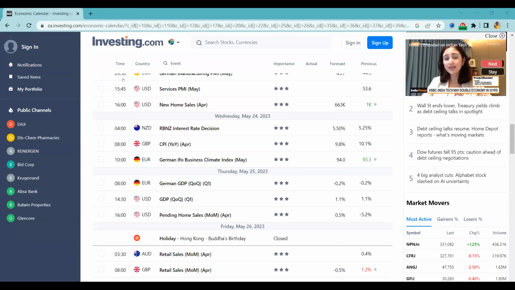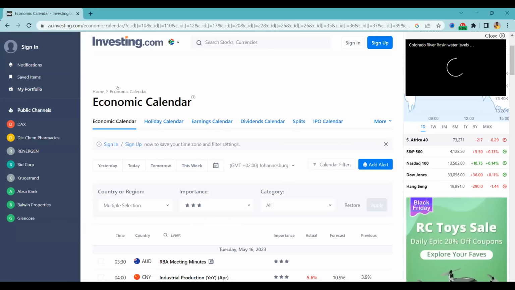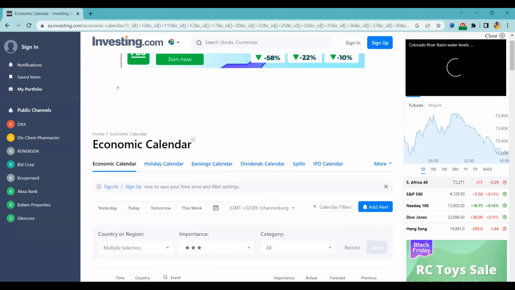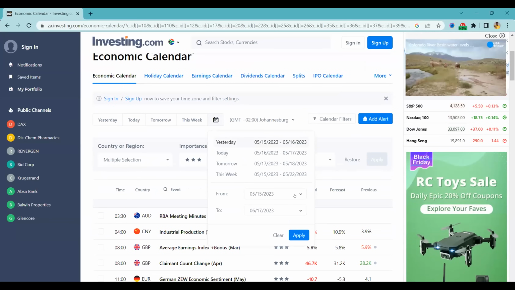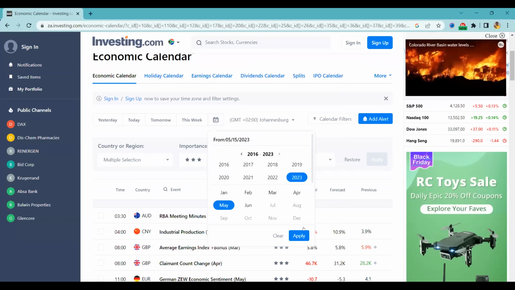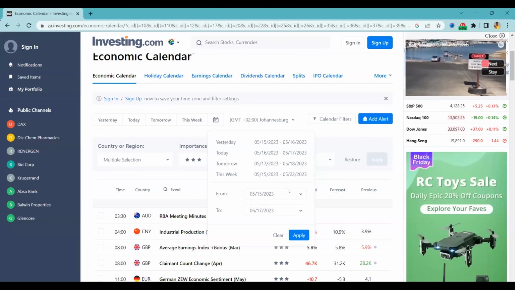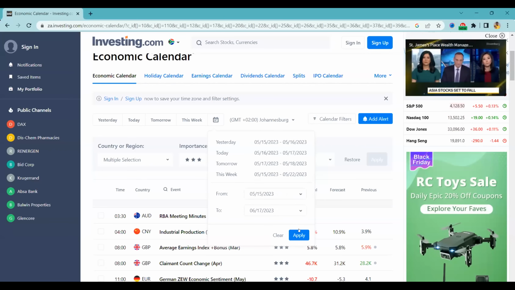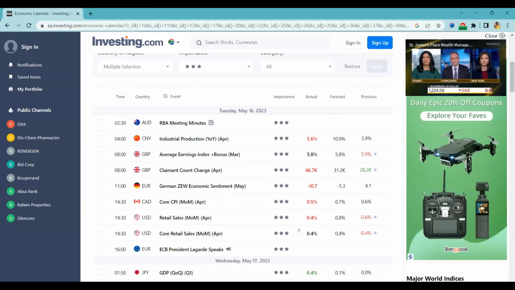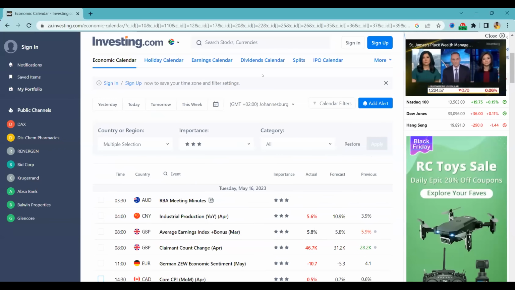Which event is it exactly? It was the GBP GDP. Which date, if I may ask? I think it was last week, 11 May. I'm trying to get it on the calendar here, but my calendar is not going back. But it's fine. So the event was on the 11th of May. It's the GBP GDP event. Okay, perfect.